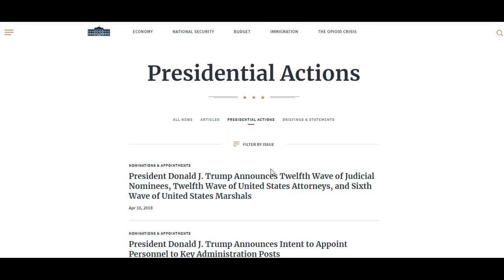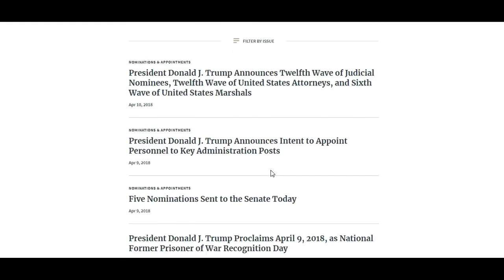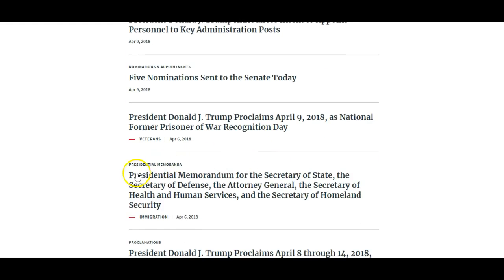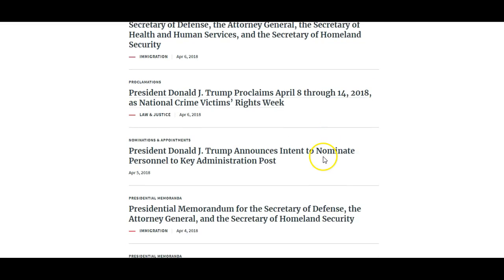And sure enough, if you go down, eventually you will find the different types of documents. So there's nominations, there's memoranda, proclamations. Proclamations are typically, although not always, less substantive issues. So here you can see this proclamation declaring April 8th through 14th as National Crime Victims' Rights Week. So I guess we're in the midst of National Crime Victims' Rights Week this week. So proclamations deal with that sort of issue.